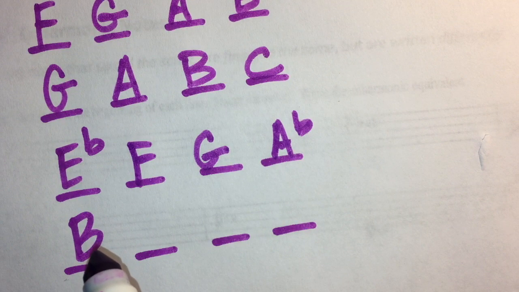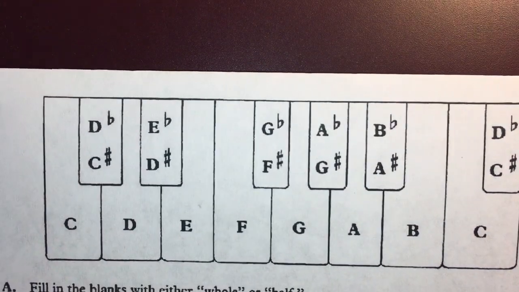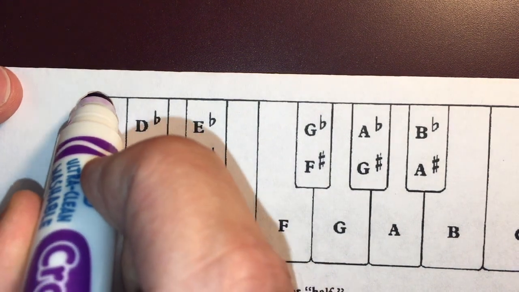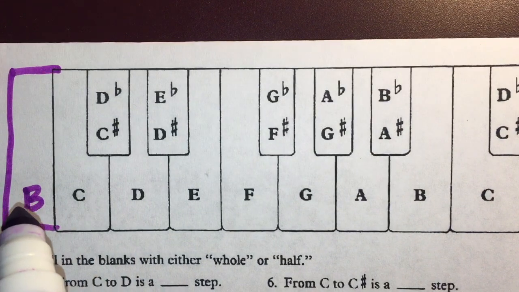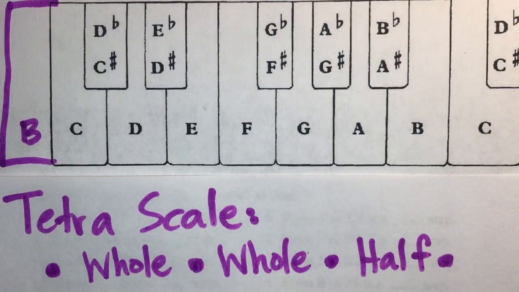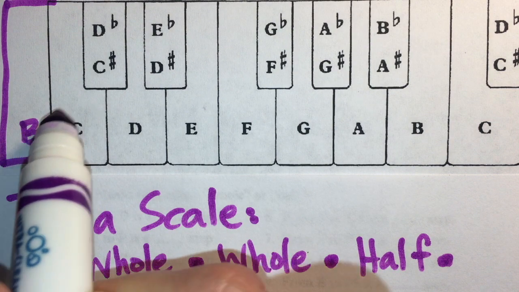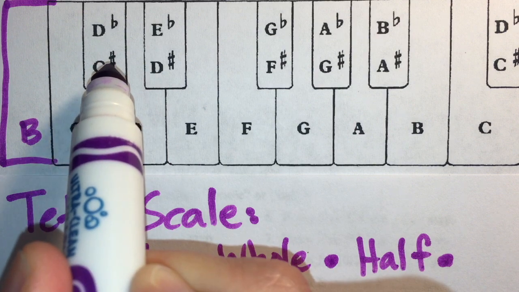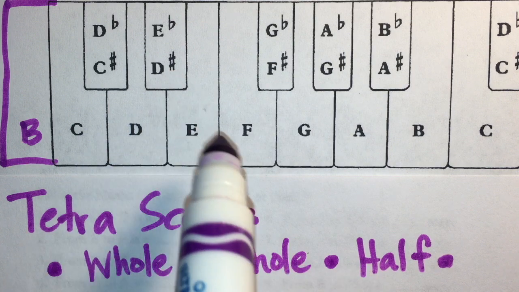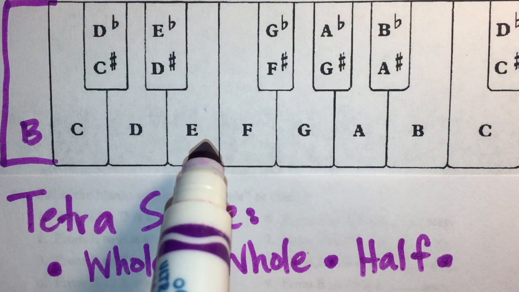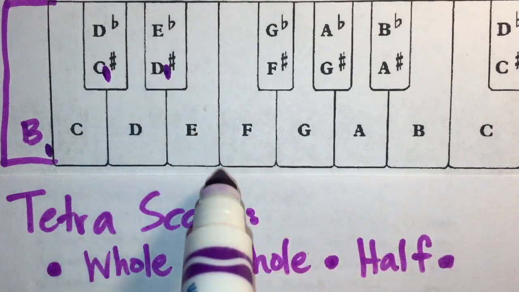Let's try one starting on B. I'm going to add an extra key down here so we don't have to swap around. So we need a whole step, whole step, half step. From B to C is only a half step, so we need from B to C sharp, another whole step, C sharp to D sharp, and then a half step, D sharp, E. So we have B, C sharp, D sharp, E.